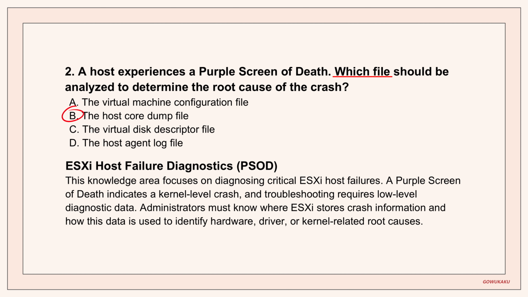Okay. Think of the core dump file as a snapshot. It's a photograph of the kernel's mind at the precise moment of death. It captures memory, registers, the stack trace, everything. Trying to solve a PSOD without that file is like trying to solve a crime scene after all the evidence has been wiped away. That makes it perfectly clear.